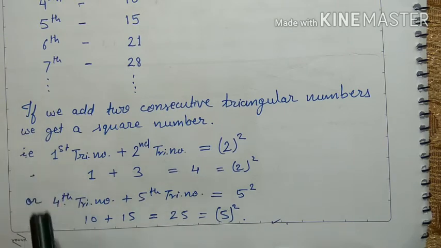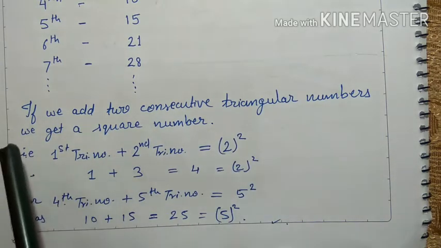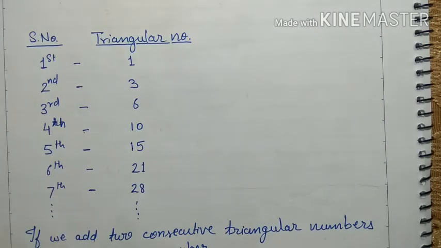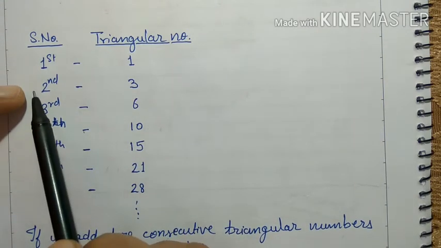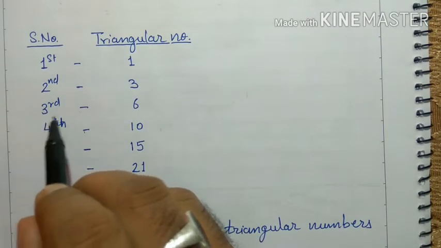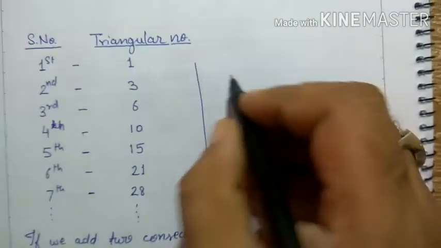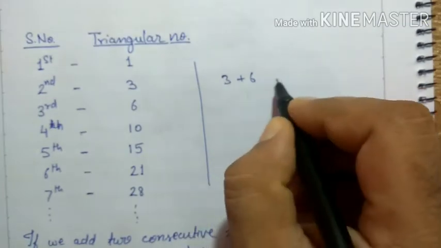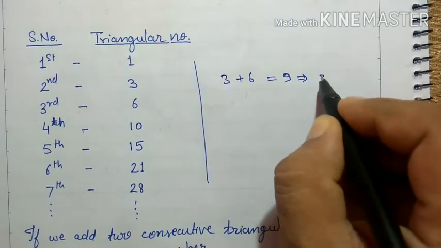So what is the property here? If we add two consecutive triangular numbers, then we get a square number, right? Now check some more examples. If we add the second and third triangular numbers, we will get the square of 3. The second triangular number is 3 and the third triangular number is 6. So 3 plus 6 is 9, and 9 is the square of 3.